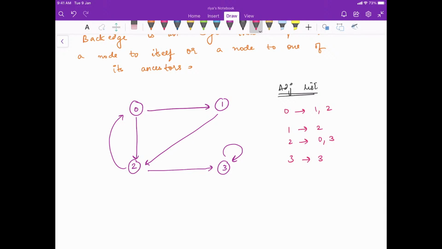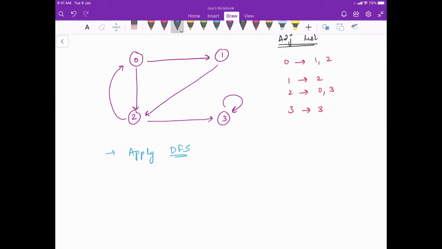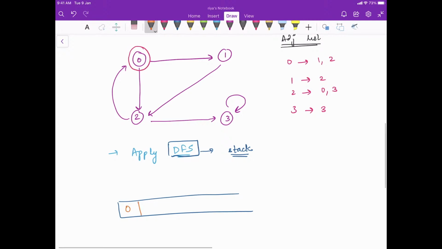Now you can quickly apply a DFS, depth first search, and then try to find the answer. To apply DFS, we need a stack kind of data structure, so we have a stack here. We also know that DFS can be applied from literally any point you want. Let's say I am starting with 0. I will first add 0, then I will remove 0 and add its neighbors. What are its neighbors? 1 and 2. So I add 1 and I add 2. I also have a visited array, 0, 1, 2, 3. Once you have visited a node, you simply put a true at that point. Now I have come to 2.